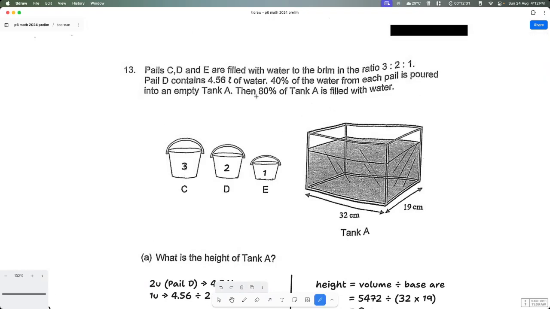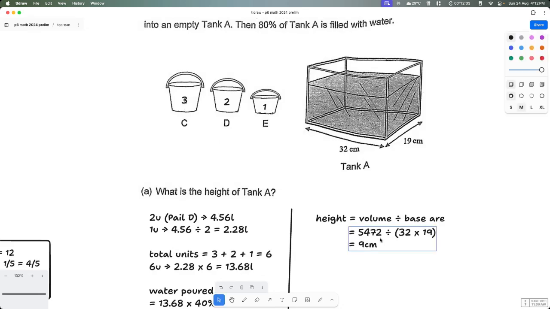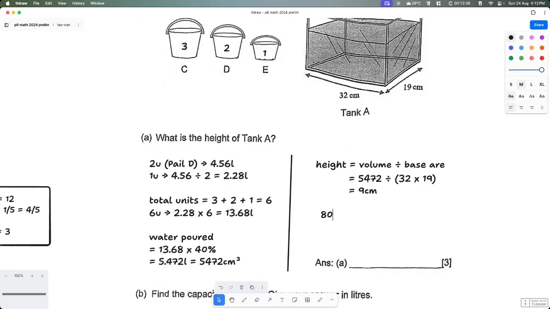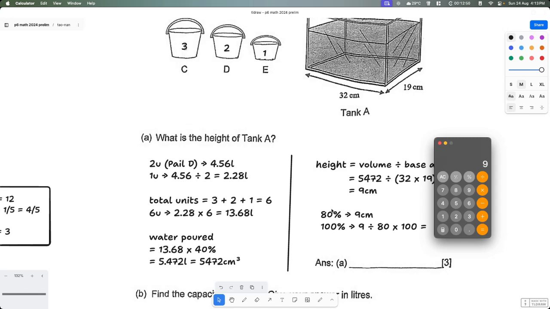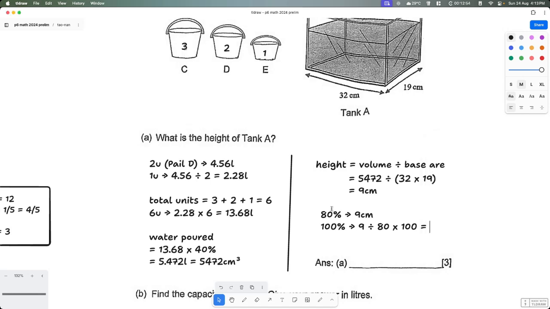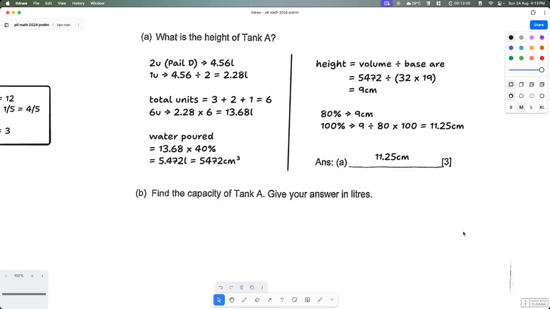But it says here 80%. So this 9 centimeters is 80%. So 80% is equal to 9 centimeters, and 100% is equal to 9 divided by 80 times 100, which is equal to 11.25 centimeters. So that's the answer. Let's move on to the next question.